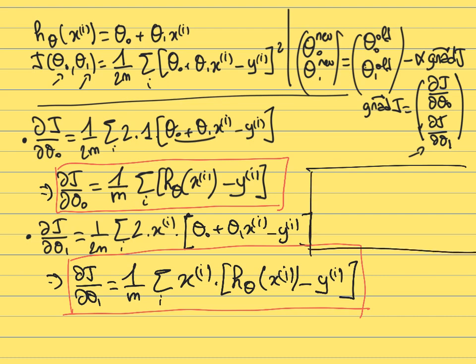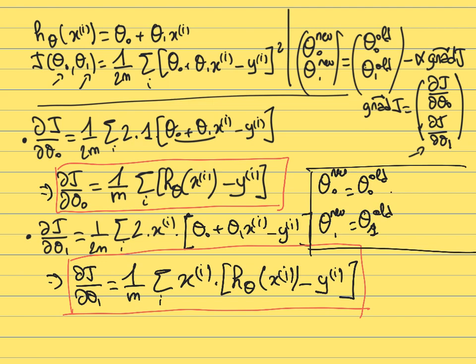Now the only thing that you need to say is that at each step you will start with the old values for theta naught and the old values for theta 1. Those values you are going to change, making a displacement to get the new value for theta naught and the new value for theta 1, and this displacement that you are making is given by the values of these gradients.